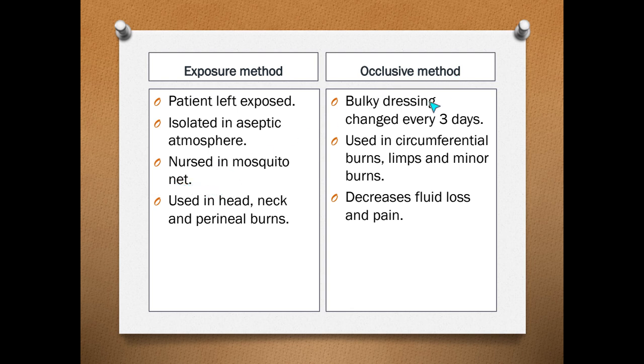In the occlusive method there is a bulky dressing here, usually changed every 3 days, used in circumferential burns, limbs and minor burns. And the main advantage of this is that it is going to decrease the fluid loss and pain. Okay.